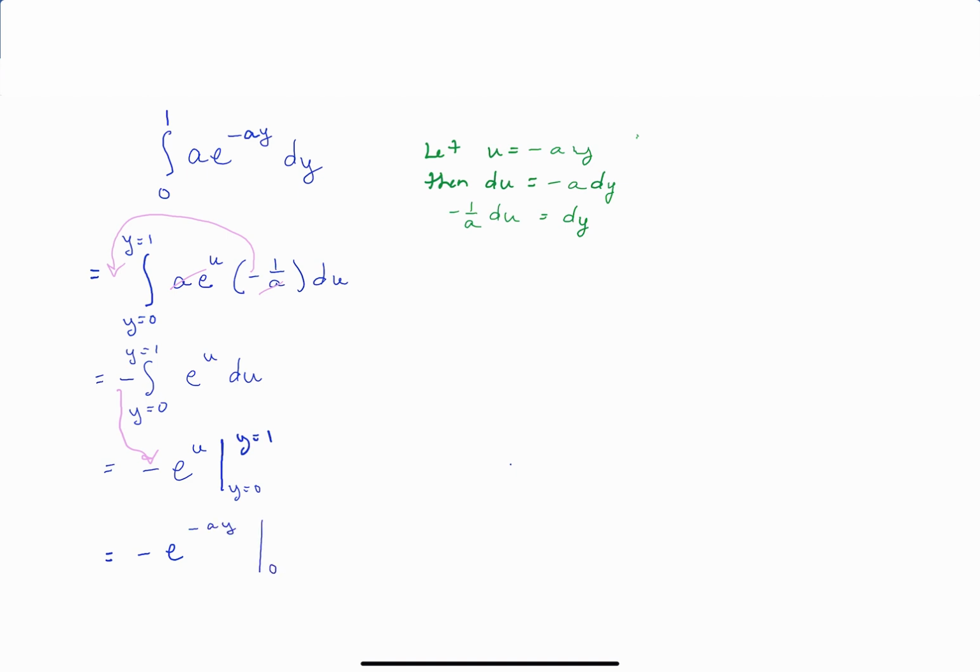So now I'm ready to plug the y values in. Plugging in the 1, I get minus e to the minus a times 1, then minus what I get plugging in the 0, which is minus e to the minus a times 0. So we get minus e to the minus a plus 1. So same exact answer as last time, it's just that there's an a instead of a 6.